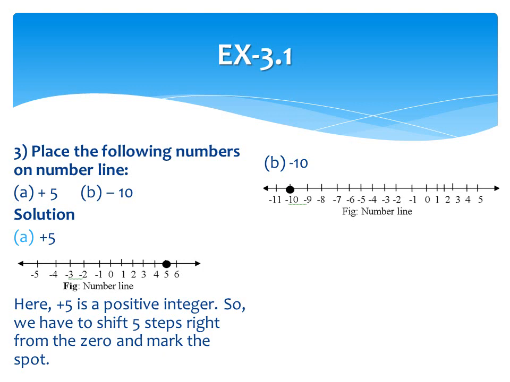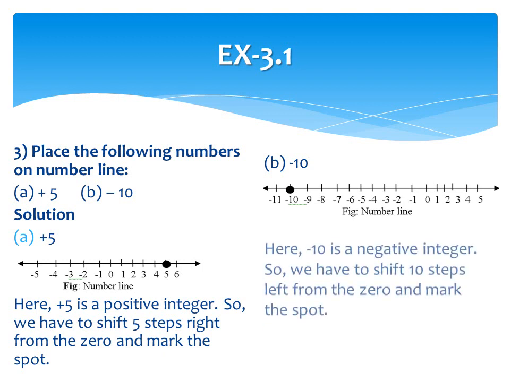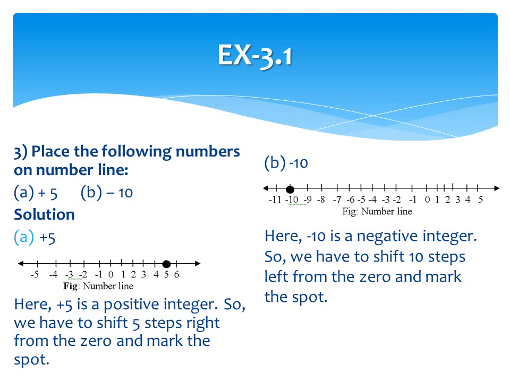But on the right side you have to show some positive numbers, 1, 2, 3, 4, 5, no problem. But no need to make it big like the left side, 10 on the left and 10 on the right. If we needed plus 10, then we could extend the positive side up to 11 or 12. But here we need only minus 10. That's why we extend the negative side to minus 11. Here minus 10 is a negative integer, so we have to shift 10 steps left from the 0 and mark the spot.